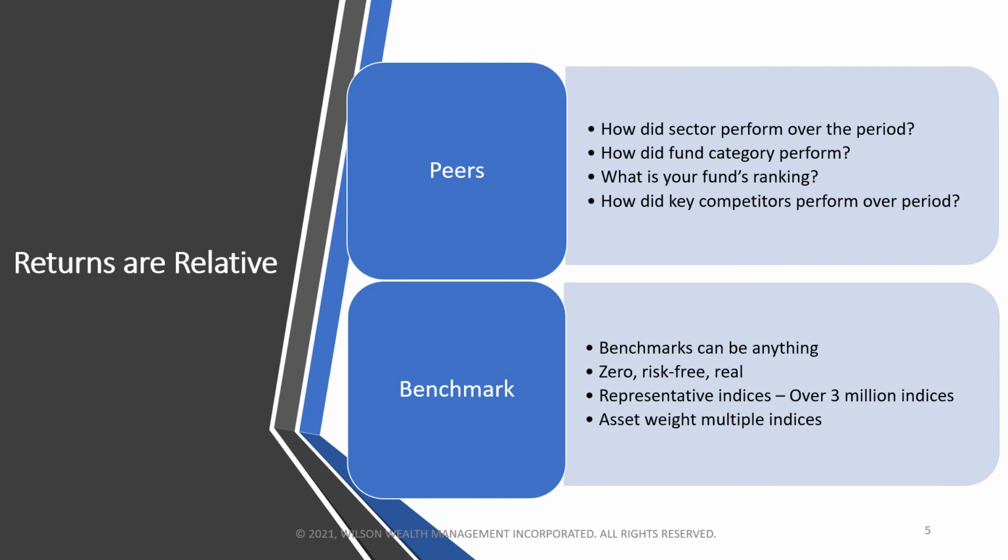But we didn't really know what that tells us. Is 12% a good return, a bad return? For them, it's a consistent return, but is that consistently good or consistently bad? So that's why we look at the peers.